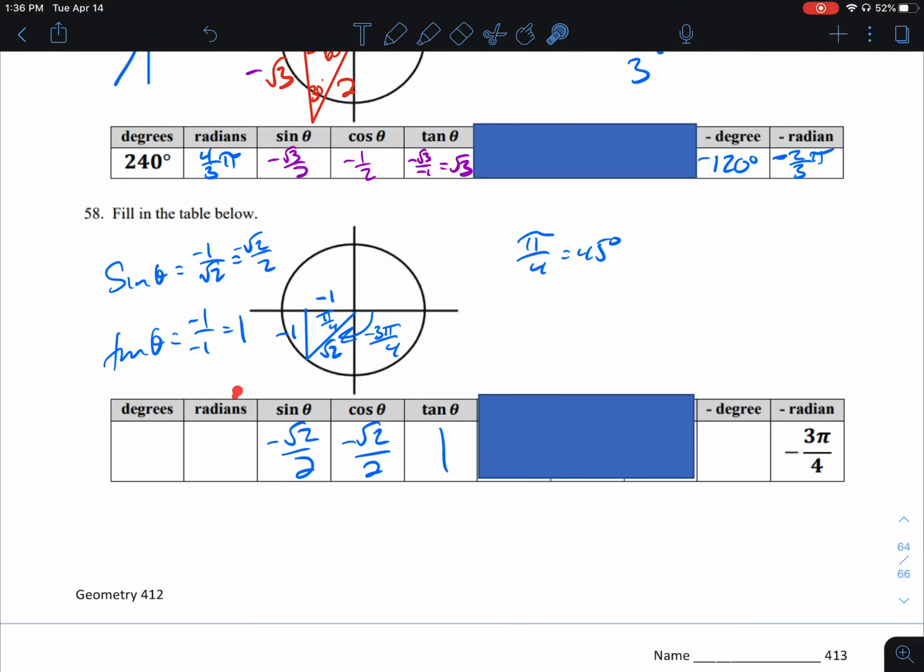So what is a positive version of this angle? Well, from here to here is 4 pi over 4. Add 1 more pi over 4 to that, and we're going to get 5 pi over 4.